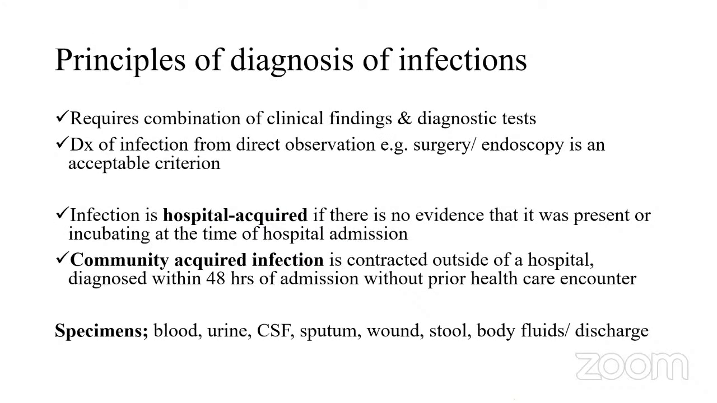In diagnosing infections, we use a combination of clinical findings and a couple of diagnostic tests. Direct observation of potential sources of infection is also acceptable, especially if you've seen it at surgery or at endoscopy, or by eyeballing. If it is at the skin surface, you can see infection. Infection can be categorized as hospital-acquired if there is no evidence that it was present or incubating at the time of admission.